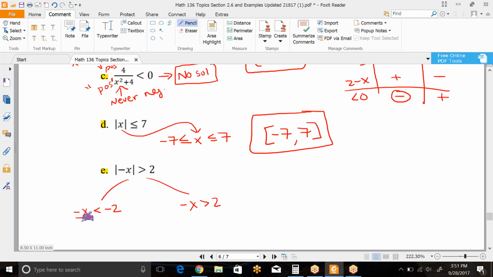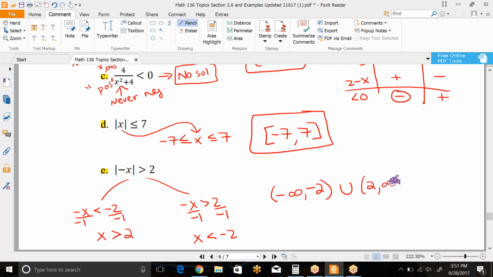We don't want to move the x. We just want to divide by negative 1. So this is x is now greater than 2, and we divide this one by negative 1, and that is x is less than negative 2, since we divided by a negative. So the less than case is negative infinity to negative 2. The greater than case is 2 to infinity.